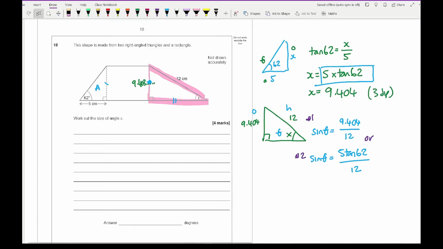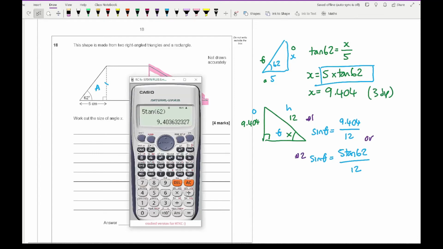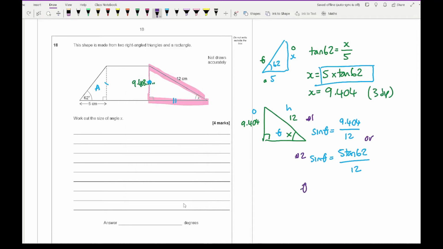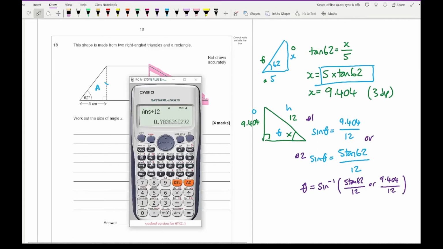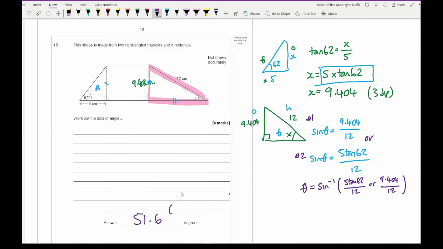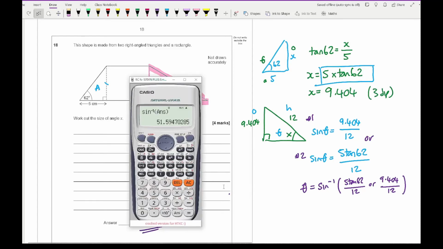So then typing that all into my calculator, I've actually got that number already there. If I just divide that by 12, I get this number here, and so theta equals the inverse sine of 5 tan 62 over 12, or 9.404 over 12, or anything of that nature. And inverse sining that number, we get an answer of 51.6. So 51.6, and that's to 1 decimal place. Let's check the rounding of that. Yes, that is what we get.